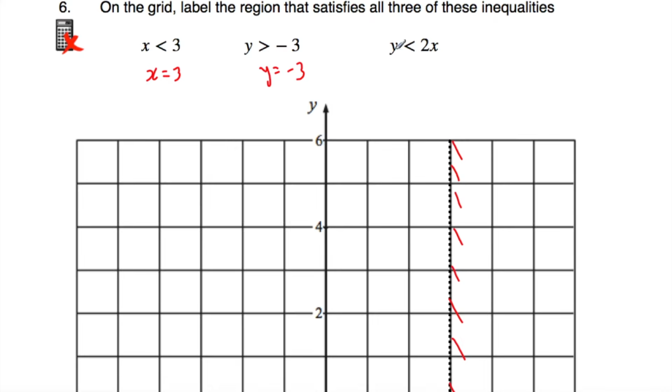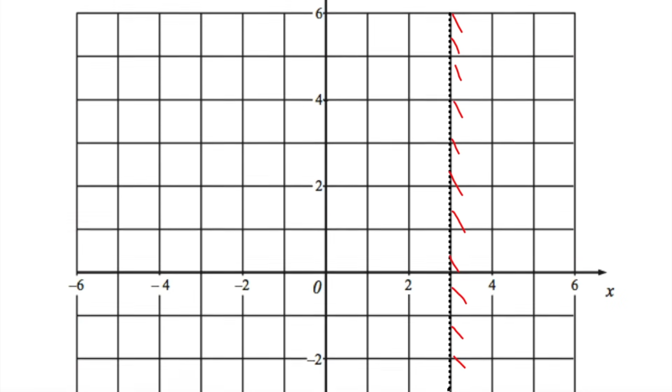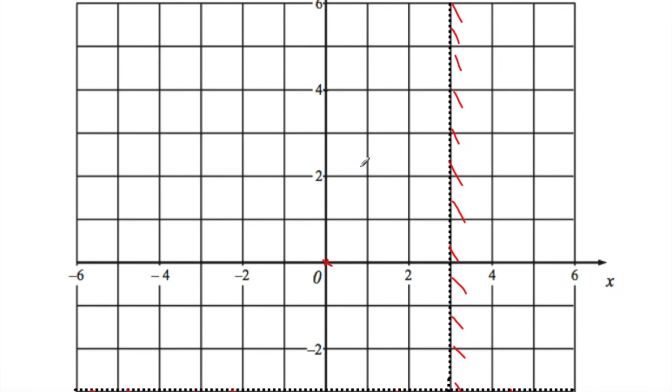Okay, and then our last inequality is y is less than 2x. So let's draw the line y equals 2x to begin with. So an xy table, x and y, and we'll choose 0, 1, 2. And y is equal to 2 times x. So let's multiply all of these by 2. 2 times 0 is 0, 2 times 1 is 2, and 2 times 2 is 4. So they're the points 0, 0, 1, 2, and 2, 4. So let's plot them. Those points are on the line y equals 2x.